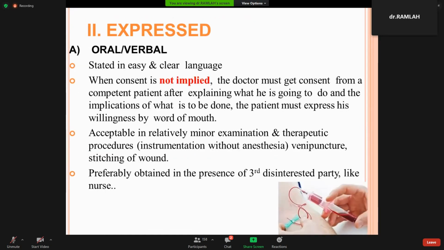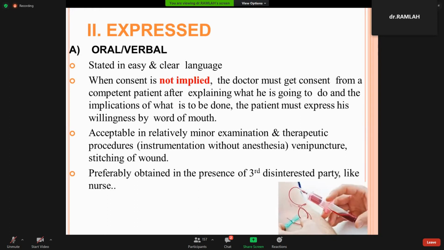Now we come to the next most important one for physicians, medicine allied, surgical allied, and gynae: the expressed one. Expressed consent is oral or verbal, as we call it. It should be in easy and clear language. When consent is not implied, we call it oral, verbal, or express consent.